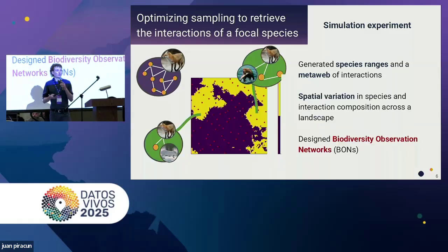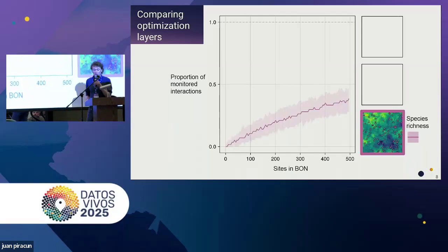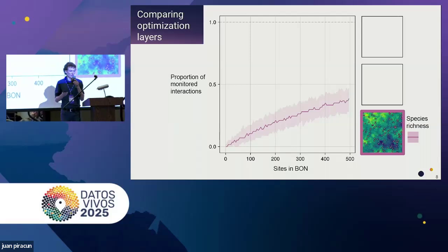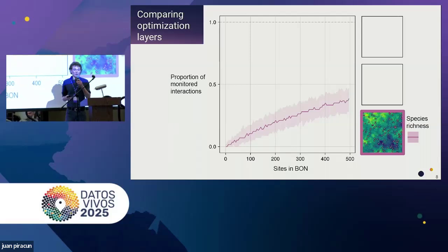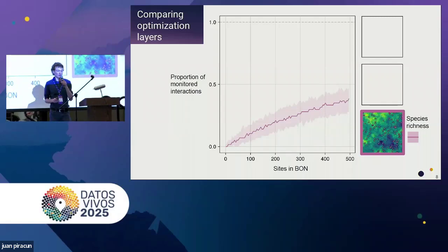And over this, we designed different BONs, biodiversity observation networks, where we could go to sample and monitor the interactions of the species. And so I'll be comparing a few optimization layers, so ways that we could try to optimize the monitoring here, in terms of the proportion of monitored interactions that we would have for this focal species as we increase the number of sites in our BON. And so the first case I want to highlight here is what if we use species richness as the element for optimization? So if we knew the richness at all locations in the landscape, the total number of species, and we used that to design the BON.